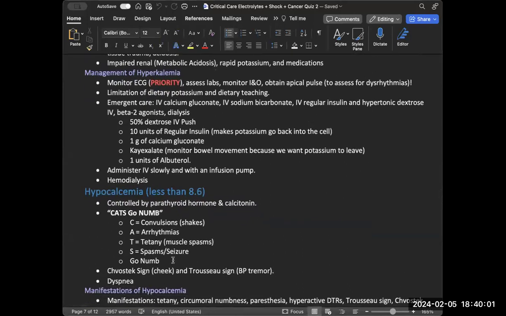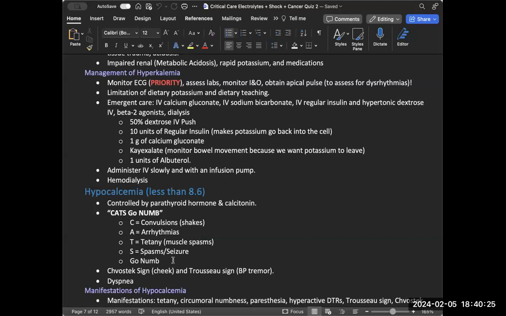So, like I said, our priority, EKGs. We also want to look at labs, I&Os, and that apical pulse for both hyper and hypo, because there's a risk of dysrhythmias. Whereas, if they have too much potassium, what are we going to do? Well, obviously, we're not going to give them more. We're going to educate them on what foods to avoid.